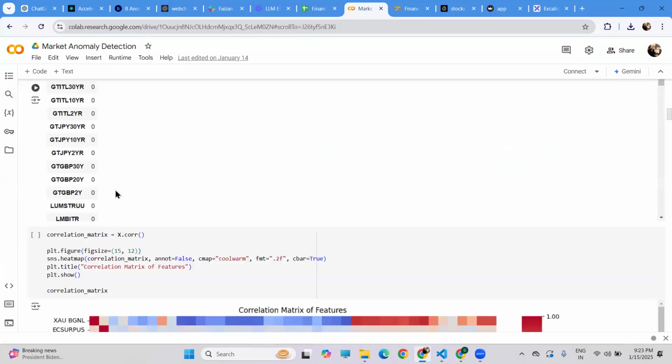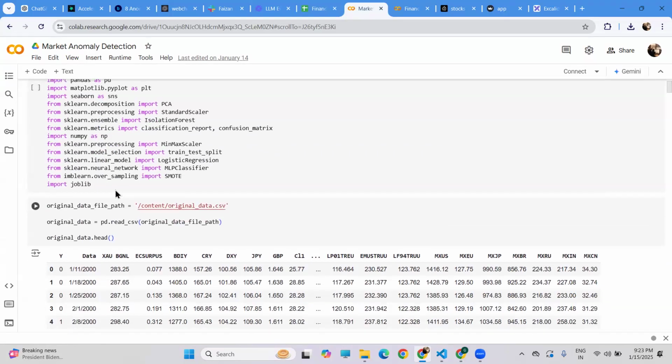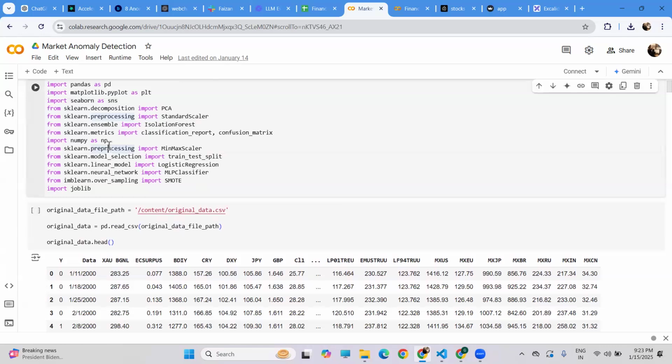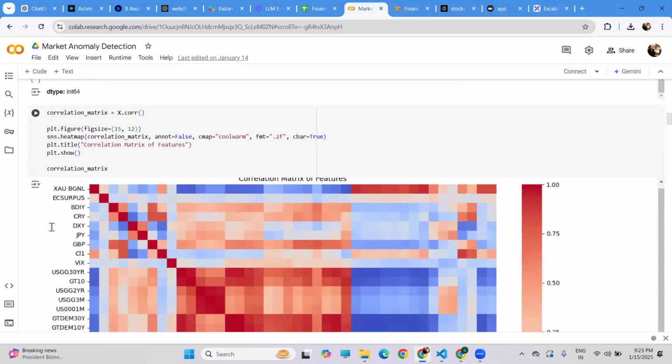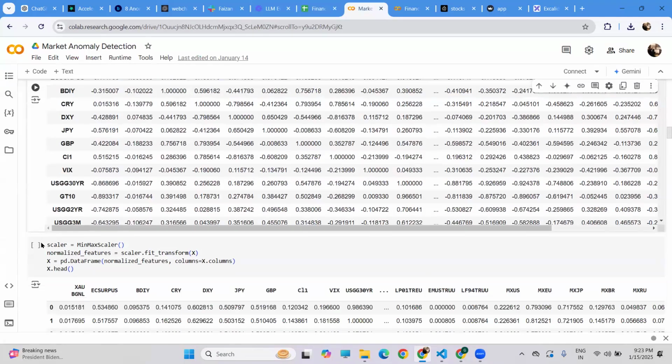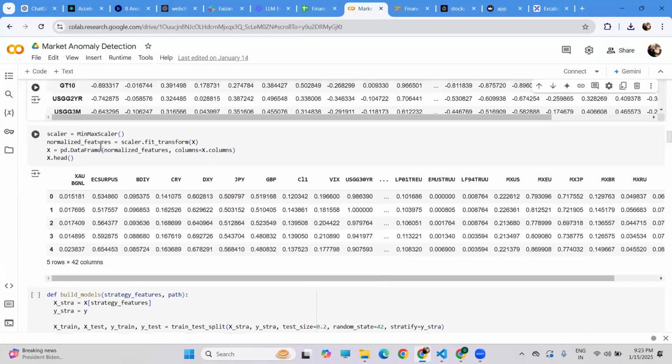So this is my notebook for model creation, where I have imported all the libraries, loaded the data, and this is a pre-processing task where you can see the correlation between all the columns. And then before feeding all my data to the model directly, I am normalizing my data using min-max scaler.